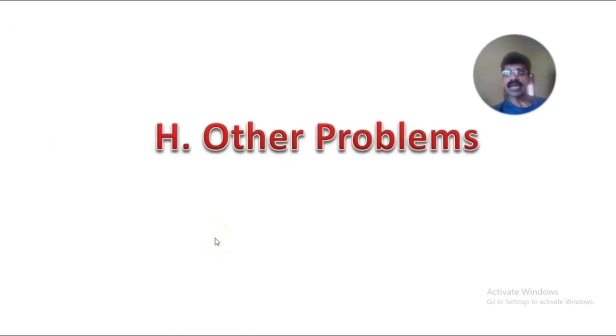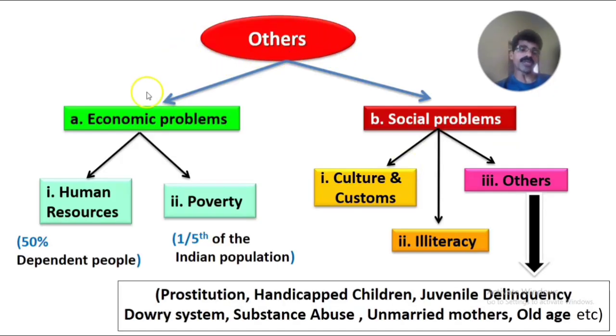The last, the 8th one, is other problems. Other problems include economic problems and social problems. I think you might have studied social problems in detail. Economic problems include human resource problems and poverty. Human resources related, we have already discussed in population explosion, that is 50% of our population is dependent. So the government has to take care of and provide all the services in different areas of development for those people. That is the burden on the government to render the various services. That is the human resources related problem.